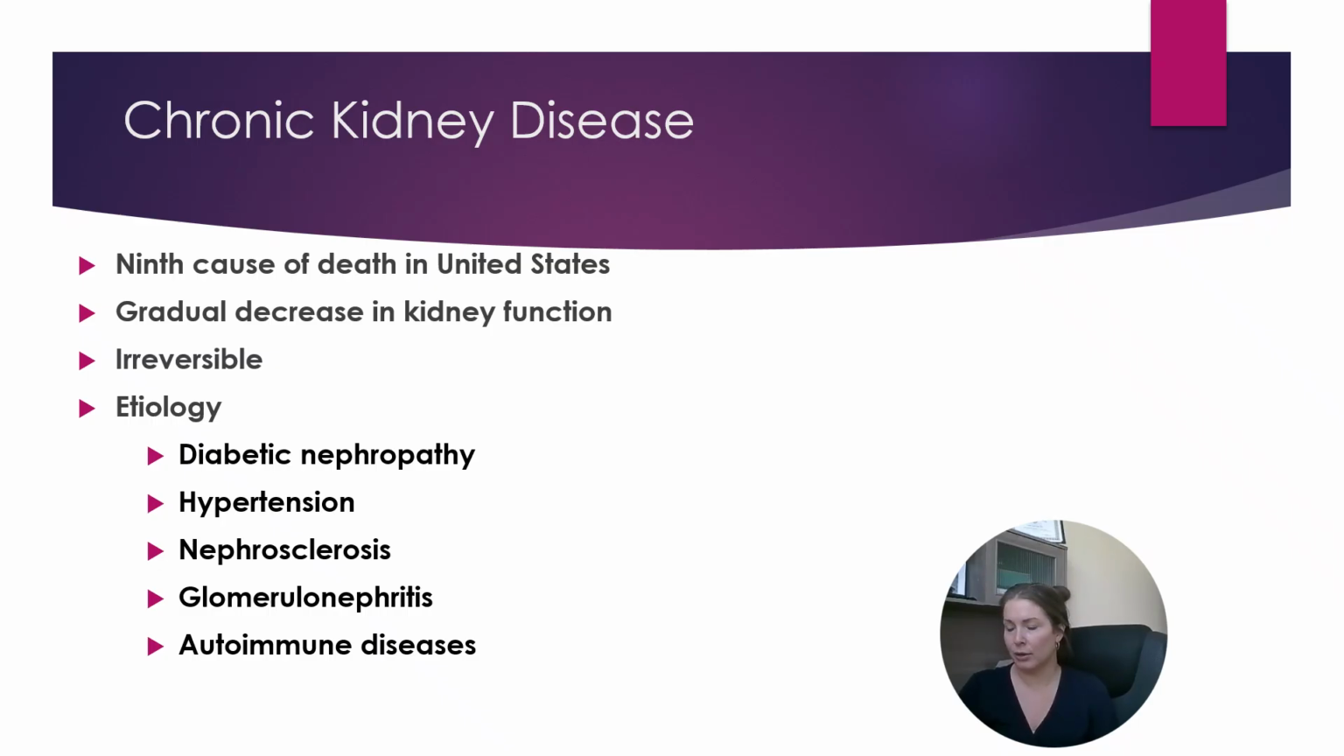So etiologies, we have that diabetic nephropathy. That's our most common cause, just due to that long-term hyperglycemia damaging the glomeruli. Hypertension is going to cause that vascular and nephron damage. Nephrosclerosis is going to be the hardening of our kidney vessels from the chronic hypertension. Glomerulonephritis, that chronic inflammation and scarring of the glomeruli, and then autoimmune diseases such as lupus, okay?